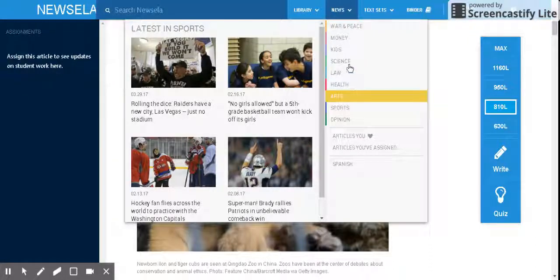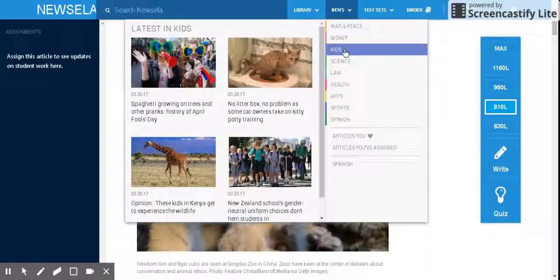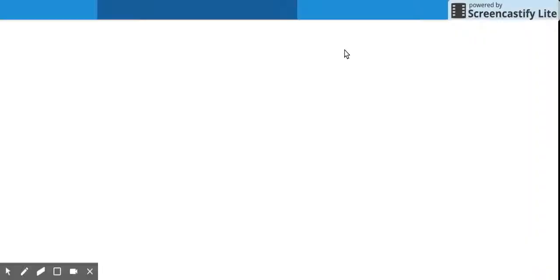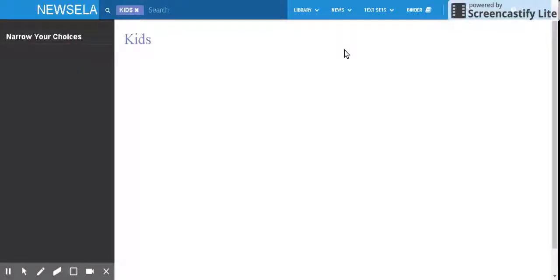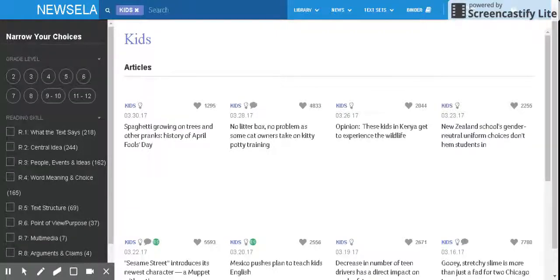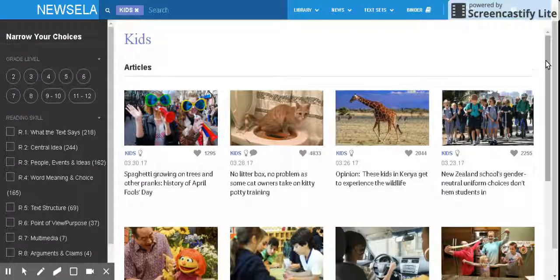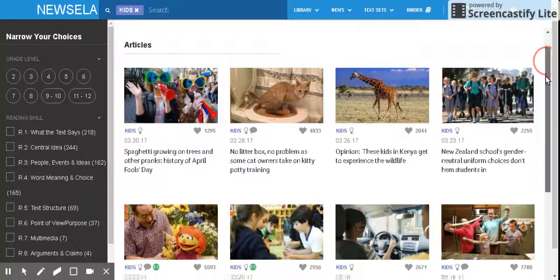So if I'm just going to do an example here, we're going to go into kids for a second, and I'm going to click on kids. I just want to show you how many articles there are in Newsela. I don't even know if we know the total. I'd be interested to know. It's probably in the thousands, if not tens of thousands of articles that are available. So as I'm going into kids, it's going to show me all the articles that are available in the 5 different levels that are in the kids category.